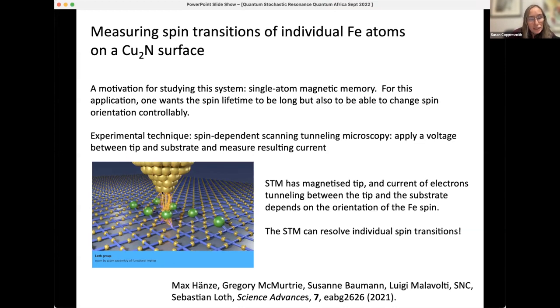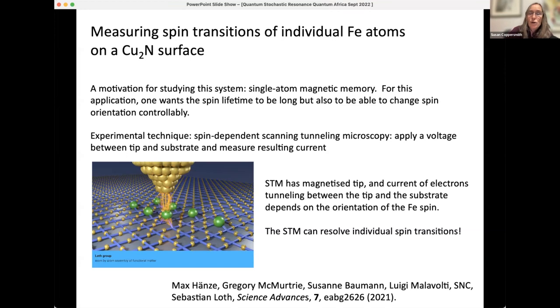And then through that tip, electrons tunnel, and the green things are iron atoms, and they have a spin. If you apply a given voltage to the tip, then the amount of current that flows through the spin depends on the orientation of that spin. So the tip sets a magnetization direction, and you get different amounts of current if the iron atom spin is parallel or anti-parallel to the tip.